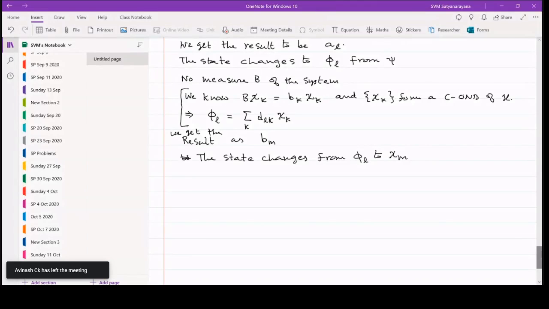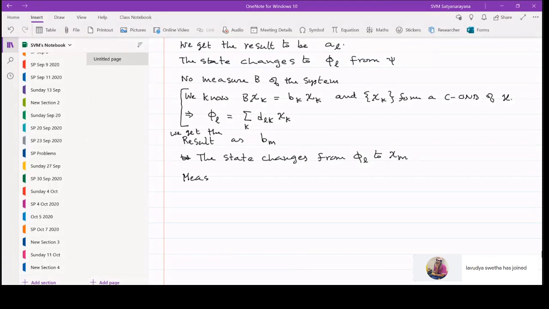So I have now done two measurements. First I measured A, then I measured B. Now let's say I measure A again. Now I want Abhijit to tell me what do you think will happen. If you are following the story, at this point, what do you think will happen?